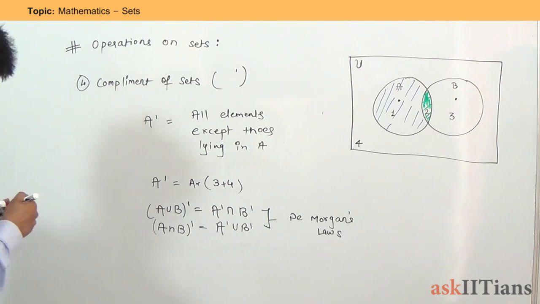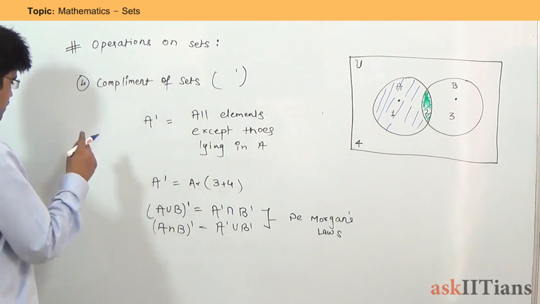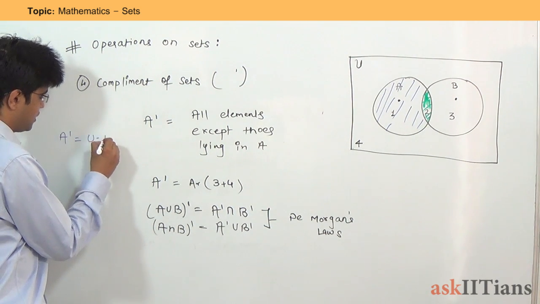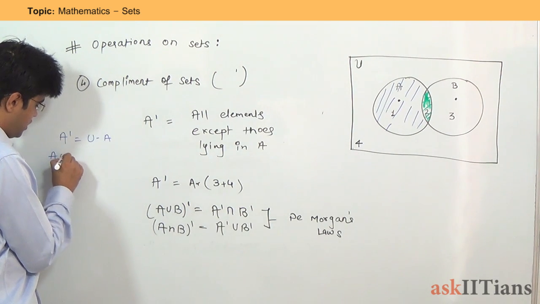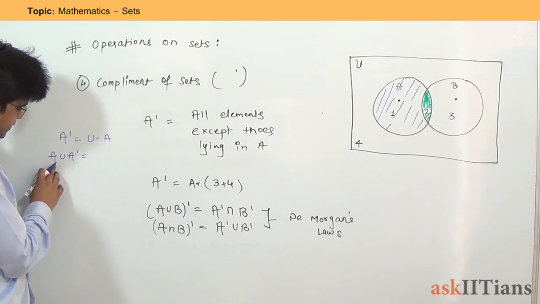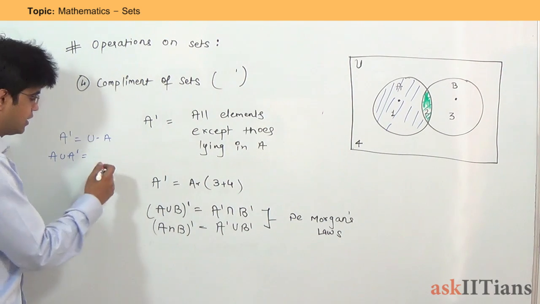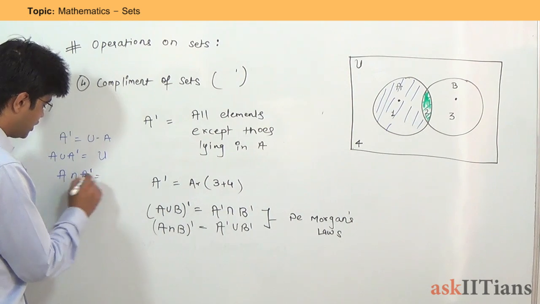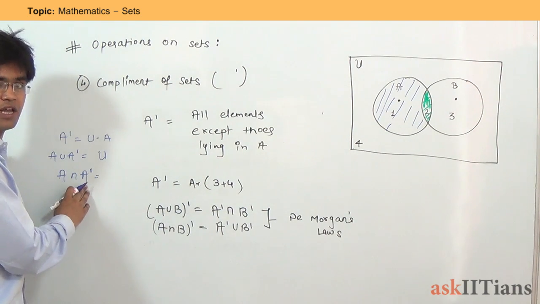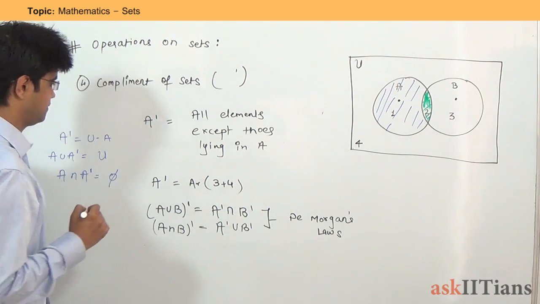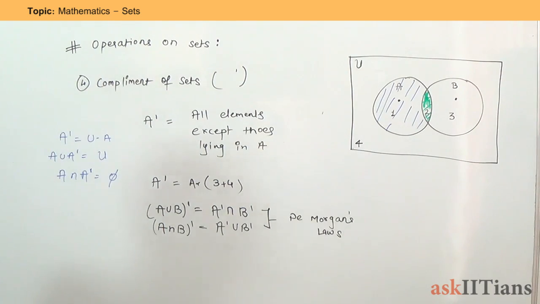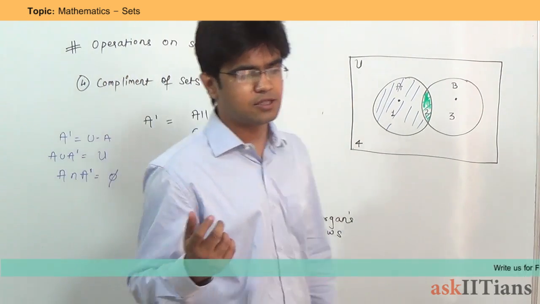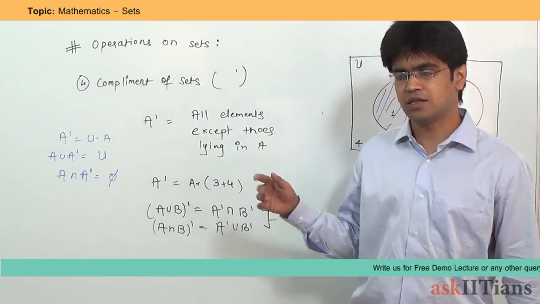Now there are various other properties as well. For example, A dash is U minus A. A union A dash, that means take A and take whatever is outside A, that will become U. A intersection A dash, what is common in A and all that is not in A, that is nothing. So this is all about the important operations on sets. It is very important to understand these.